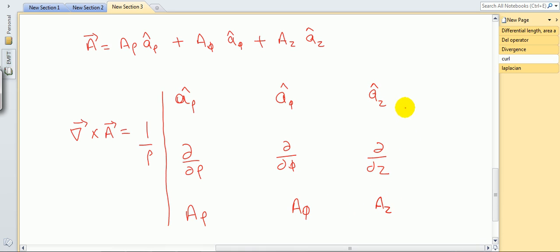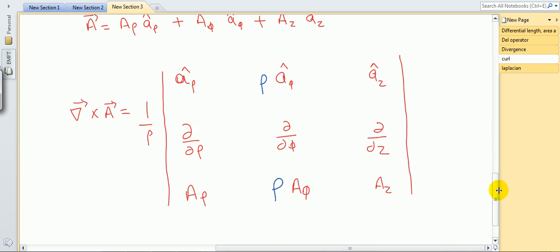This is not complete yet. There are some extra terms in this. What are those extra terms? With the a phi component, I have to multiply rho, both in this a phi cap and also in this a phi. So this is the complete formula for curl of a vector in the cylindrical coordinate system.